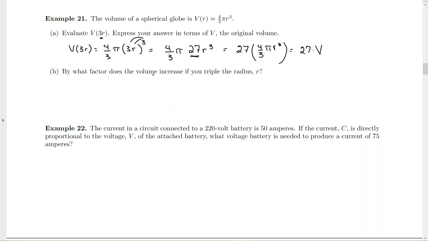So by what factor does our volume increase if you triple the radius? When I tripled the radius, we ended up increasing by a factor of 27. So we increased our volume by a factor, that's what you're multiplying by, 27.